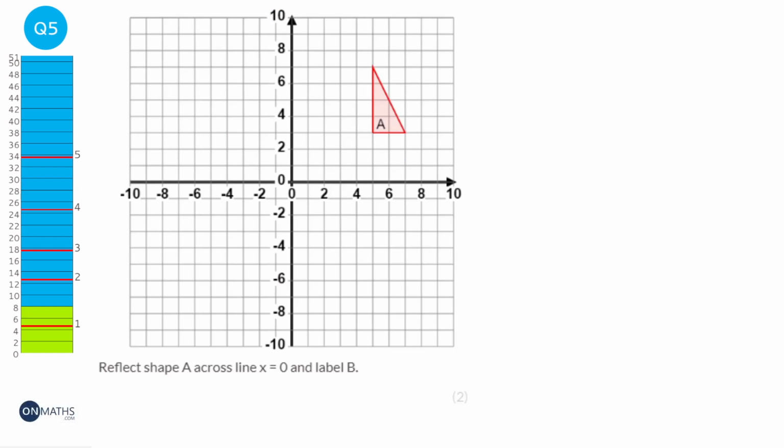So we're asked to reflect this shape across line x equals 0. So we've got to first of all work out where the line x equals 0 is. The line x equals 0 is going to be the y-axis, because it's where anywhere along that line the x coordinate is going to be 0. And so to find out where our new shape will be, you pick a point on our triangle and you count how many jumps to get to that line.